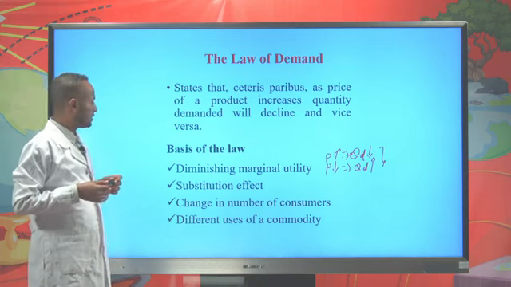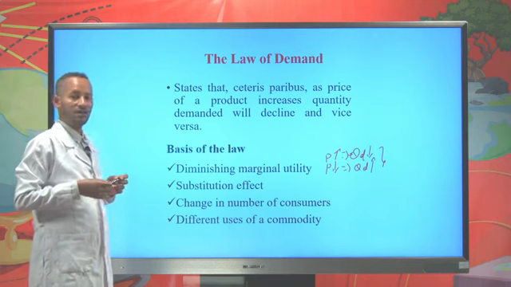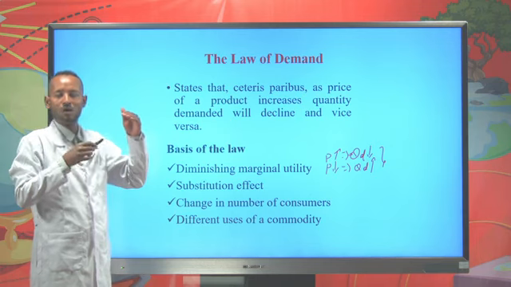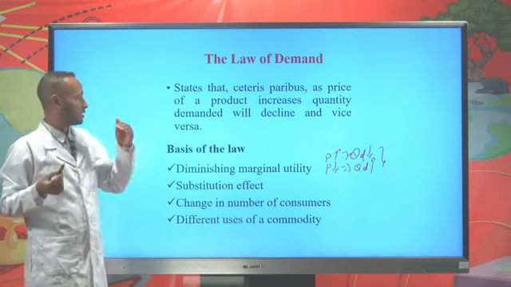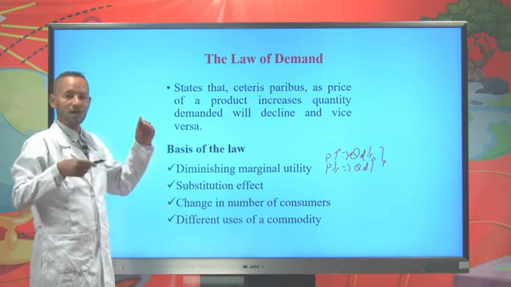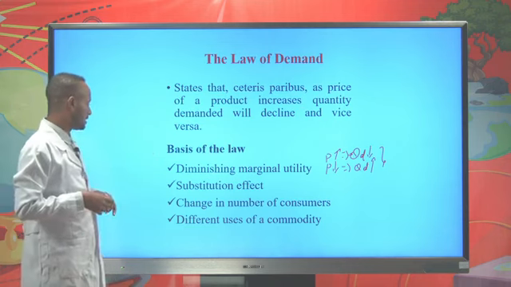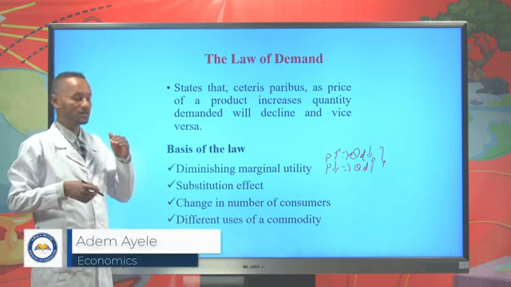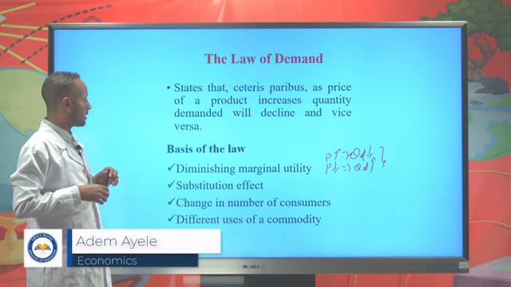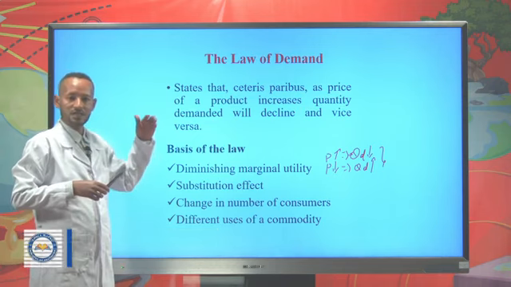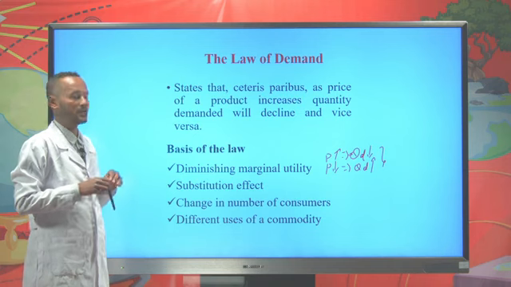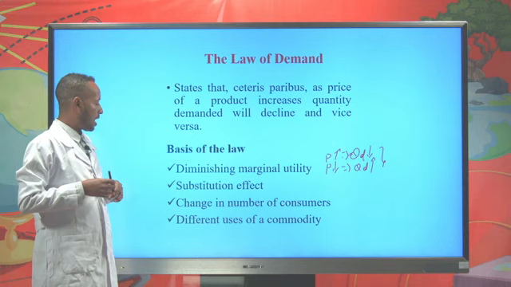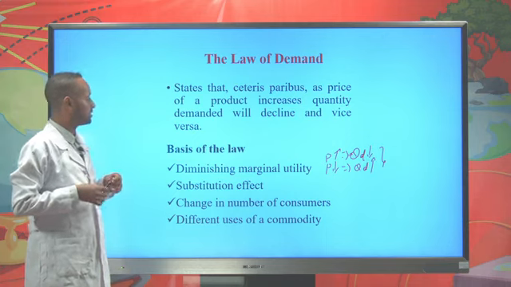The other basis for the law of demand is the substitution effect. As the price of a commodity increases, people will substitute one commodity for another. Hence, as price increases, the quantity demanded for the commodity will decline. The other is change in the number of consumers. If there is a rise in the number of consumers, then the price of a commodity is expected to increase, and with the increase in price, quantity demanded will decline. And the different uses of a commodity also affect the law of demand.